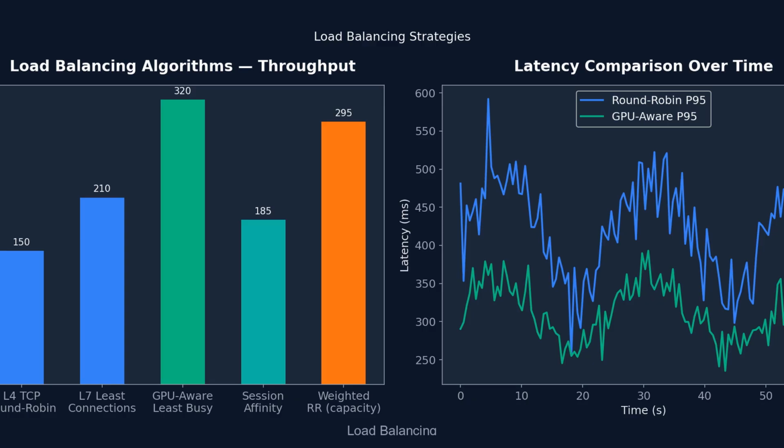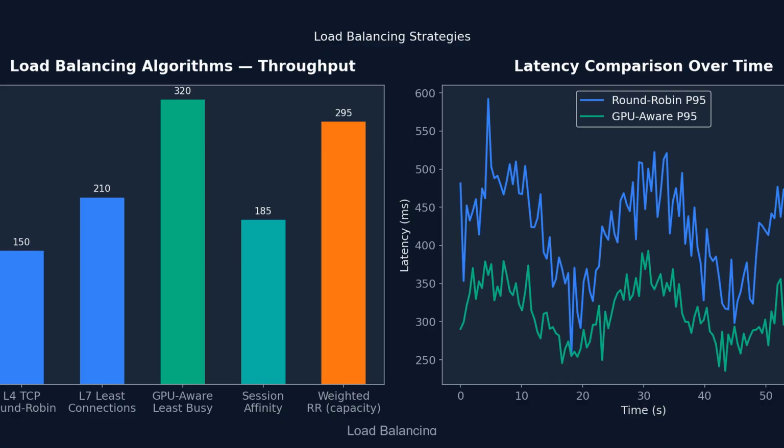The line graph on the right shows why the gap exists. It tracks P95 latency over time for round-robin versus GPU-aware routing. Round-robin fluctuates. It sends requests to replicas without knowing their current load, so some GPUs get queued up while others sit idle. GPU-aware routing monitors actual GPU utilization and routes each request to the least loaded replica. The result is steadier, lower latency across the board.